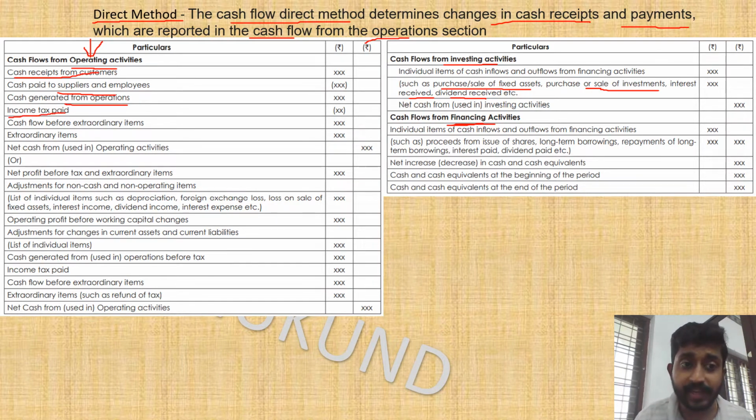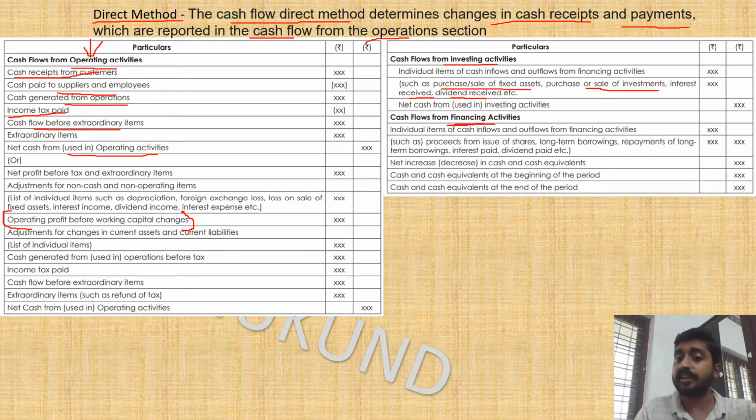Adjust for the income taxes paid. Okay, cash flow from before extraordinary item, you can adjust for the extraordinary items, then you can find the cash generated from operating activity. So this is operating profit or cash generated before working capital changes. Till this, direct method and indirect method are different.